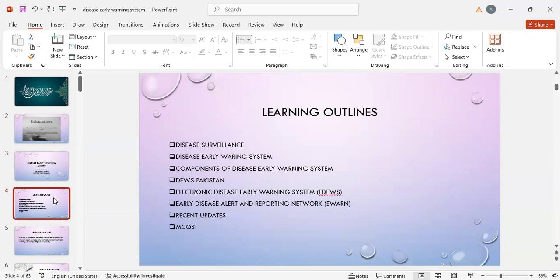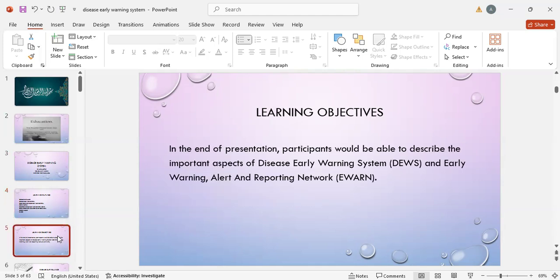Learning outlines: disease surveillance, disease early warning system, components of the disease early warning system, DEWS Pakistan, electronic disease early warning system, EDEWS, early warning alert and reporting network, EWARN, recent updates, and the MCQs in the end. By the end of the presentation, the participants would be able to describe the important aspects of the disease early warning system, DEWS, and early warning alert and reporting network.